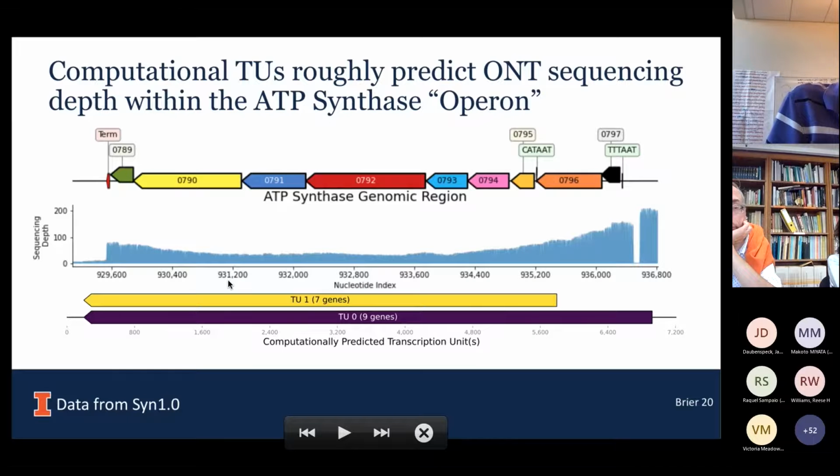Here's an example where they don't as much, in the sense of this beginning region here. So if you look across the ATP synthase operon or genomic region, you see that most of the expression, or the sequencing depth, is consistent throughout it, indicating that the expression is consistent throughout it, except for at this beginning region here, which is not predicted by the computational transcription units.